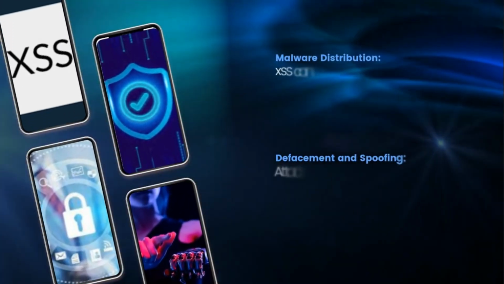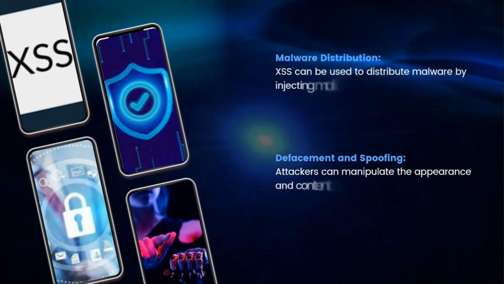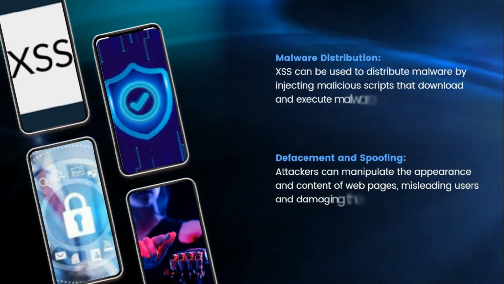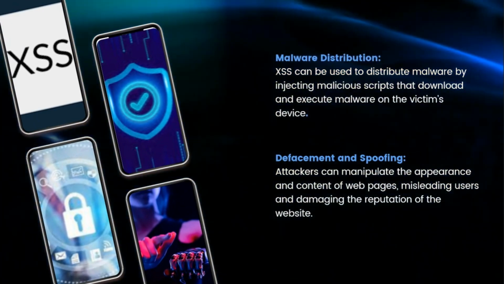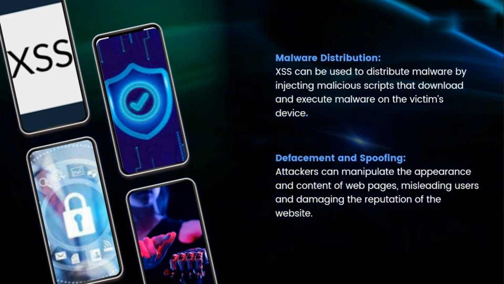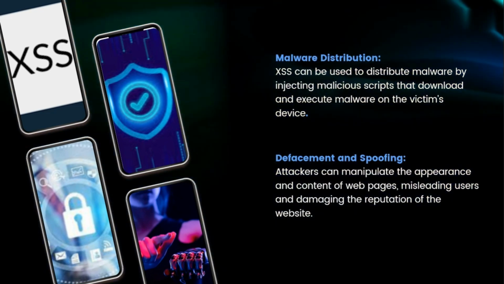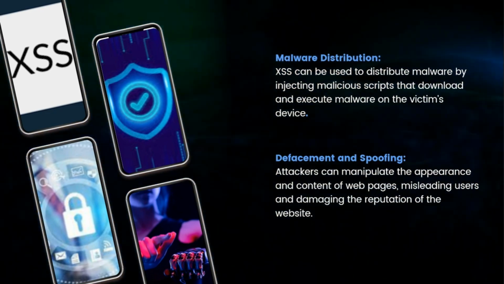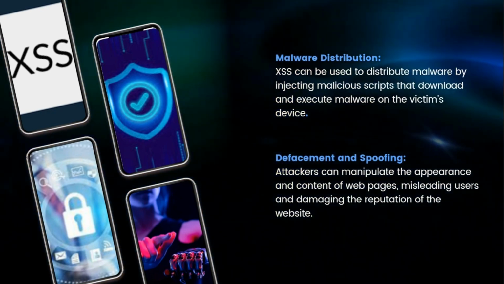Malware distribution. XSS can be used to distribute malware by injecting malicious scripts that download and execute malware on the victim's device. Defacement and spoofing. Attackers can manipulate the appearance and content of web pages, misleading users and damaging the reputation of the website.